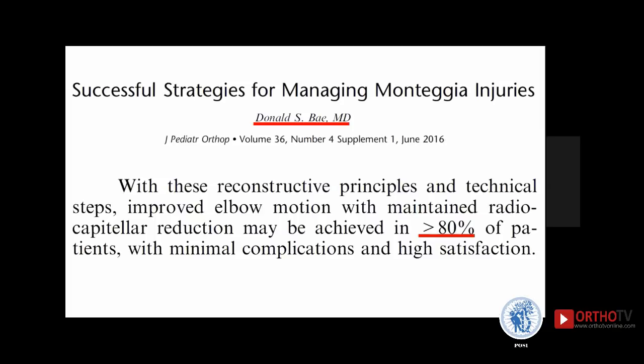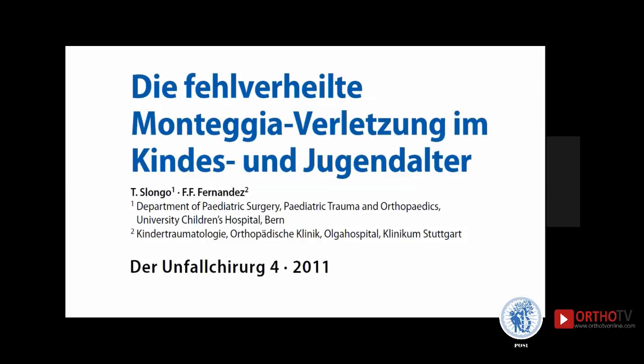This is a fantastic article, and this article from 2016, along with this article from Dr. Slongo and Fernandez in 2011, really frame my thoughts on these late presenting Monteggia fracture dislocations. Even if you don't speak German, Google Translate really does a fantastic job of giving you Dr. Slongo's thoughts on this topic. And I don't think much is lost in the translation in terms of how forthright he is in terms of certain principles, particularly how important that ulnar osteotomy is to retensioning the interosseous membrane, as well as how infrequently an annular ligament reconstruction is required.